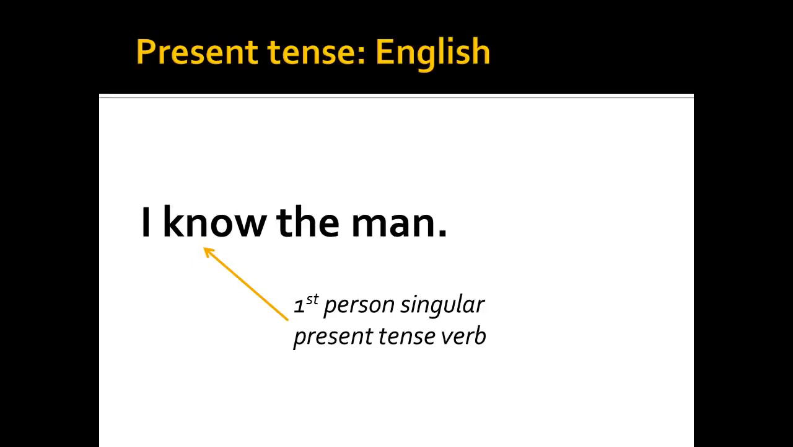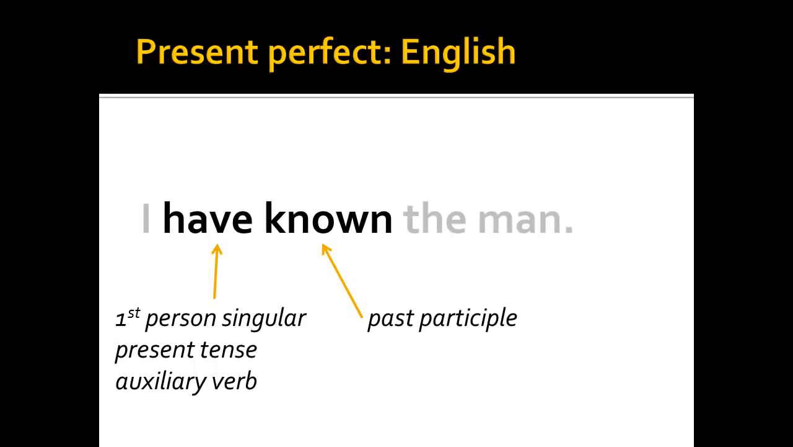Now, if I want to take this present tense sentence and change it into the present perfect, I'll need to do two things. First, the verb know needs to be changed into the past participle, so know becomes known. The second thing I need to do is, once I've changed the verb into a past participle, I still need to have some verb that agrees with the subject of the sentence. In this case, I'm going to use the first person singular present tense auxiliary verb have. So I have known the man.